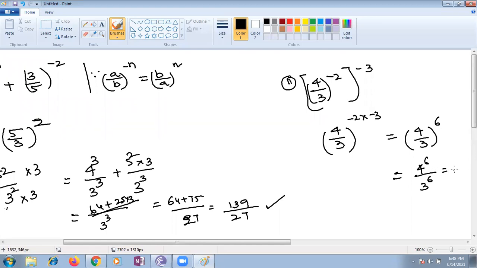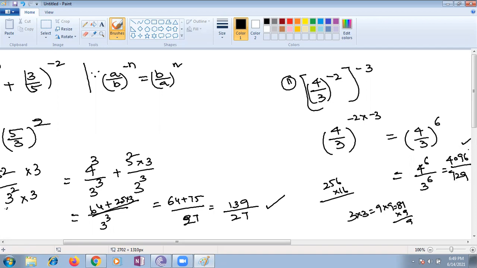Ma'am, we can write 4 as 2 square. Yes, that's okay. 4 fours are 16, 16 sixteens are 256, multiplied by 16 gives 4096. 4096 divided by 729. Ma'am, I gave the answer as 4 by 3 whole power 6. Ma'am, 729 is the answer. I have calculated now, 4096 by 729. Yes, right.